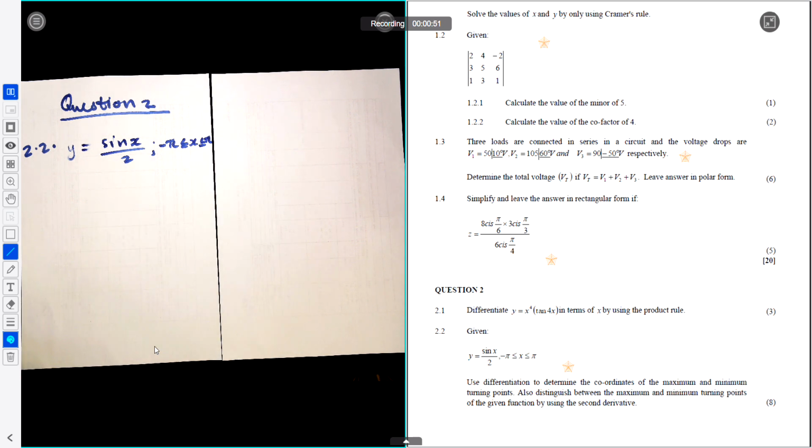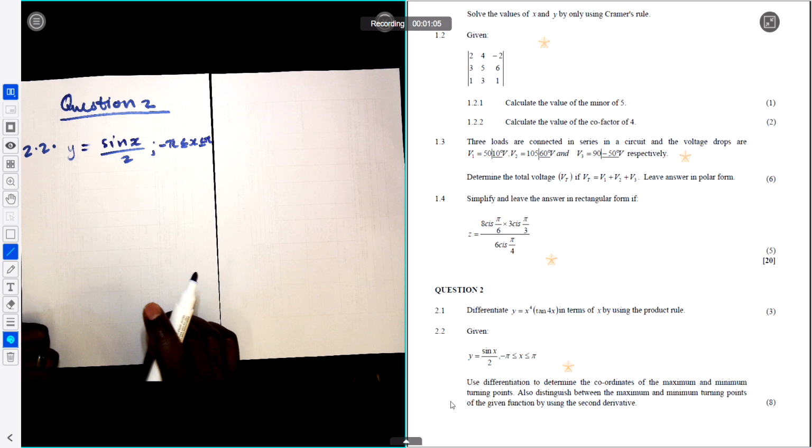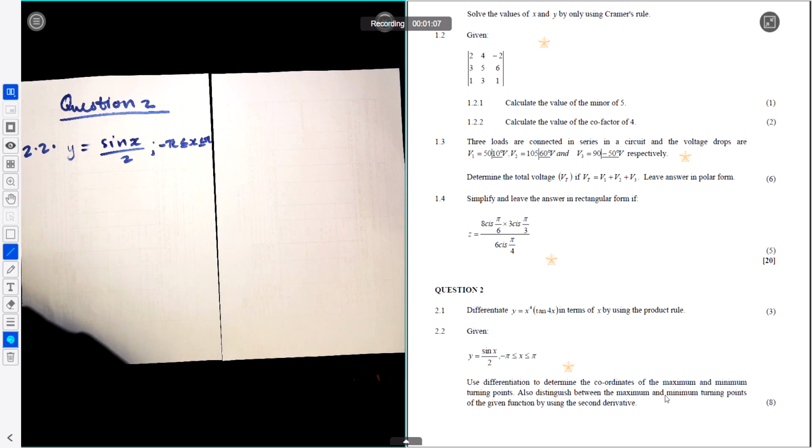Now we need to use differentiation to determine the coordinates of the maximum and the minimum turning points. Also distinguish between the maximum and the minimum turning points of the given function by using the second derivative. So answering the first one, we need to determine the coordinates of the maximum and the minimum turning points. That's the first thing we need to do.